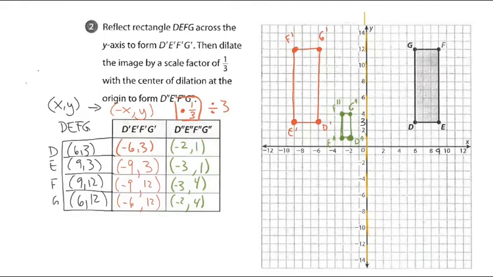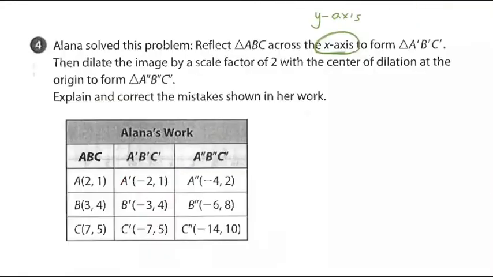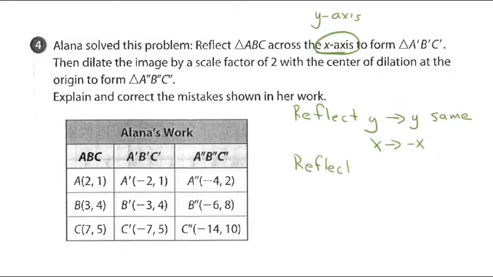When I reflect something across the y-axis, the y-coordinate stays the same, and then the x-coordinate is negated. If I reflect something across the x-axis, the x-coordinate is going to stay the same, and then the y-coordinate will change its sign. So if I reflect in the y-axis, that means y is the same, and then the x goes to a negative x. If I reflect across the x-axis, x stays the same, and then the y changes its sign.